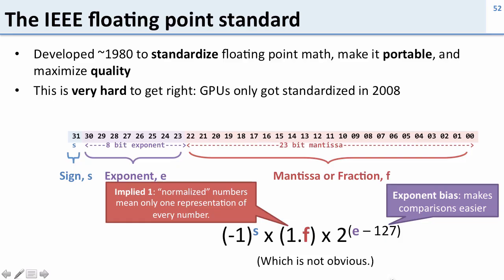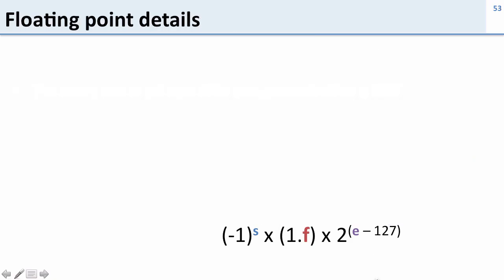So, when I said this was really hard to get right, for example, graphics processors have been doing floating points in their own formats for a long time, and it took them until 2008 to start standardizing what they were doing. So even today, people have a hard time with this.